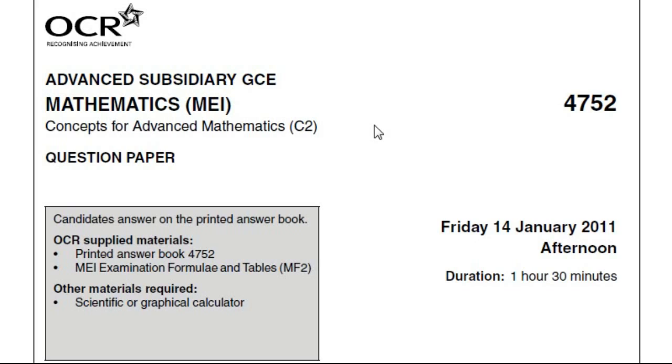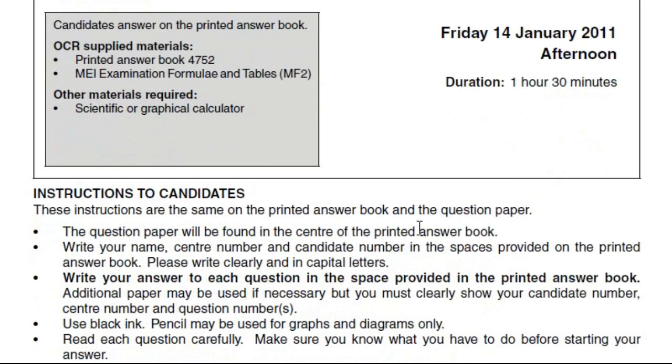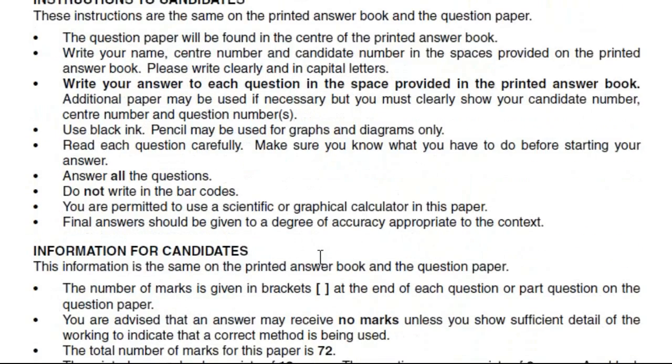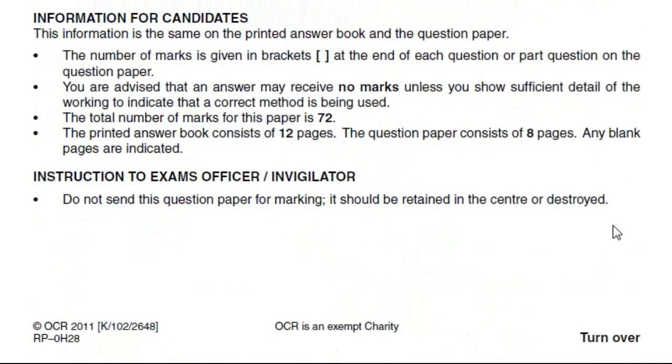So Core 2 is a relatively simple paper. All you need is the answer booklet, which will be provided, and the examination formulae and tables, which will also be provided, and you can use a calculator in this paper. As with every paper in this qualification, the maximum mark is 72, so make sure to attempt every single mark.